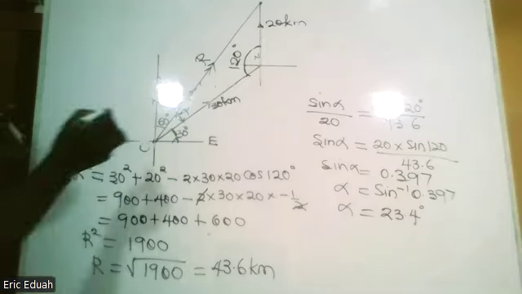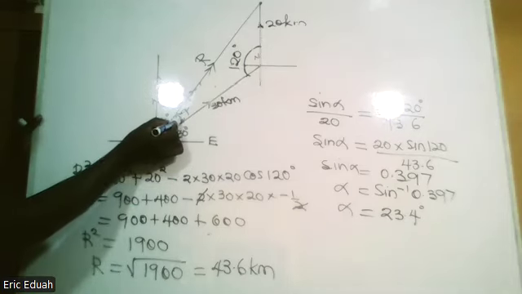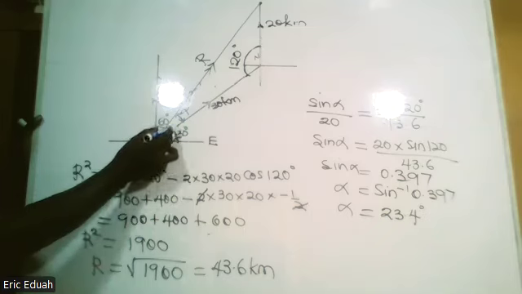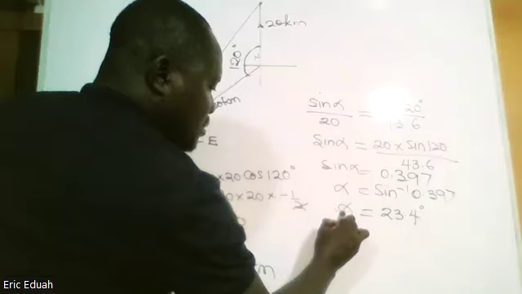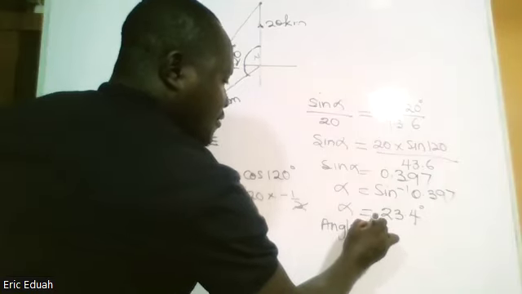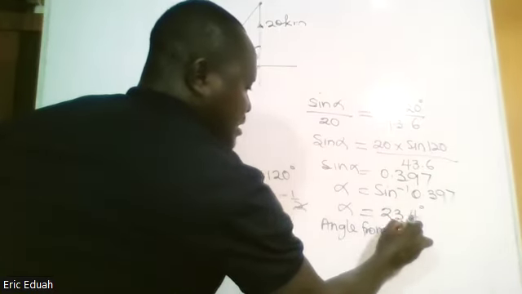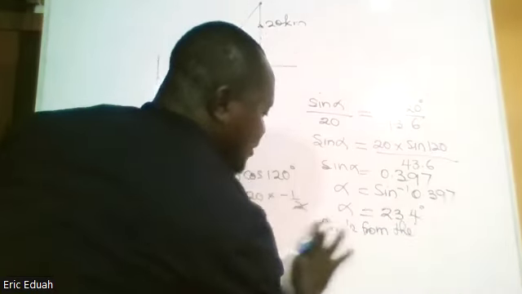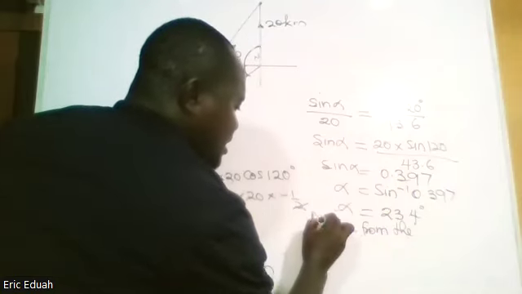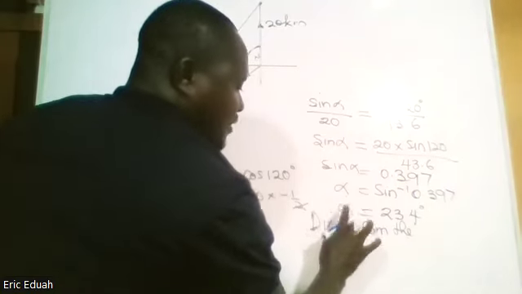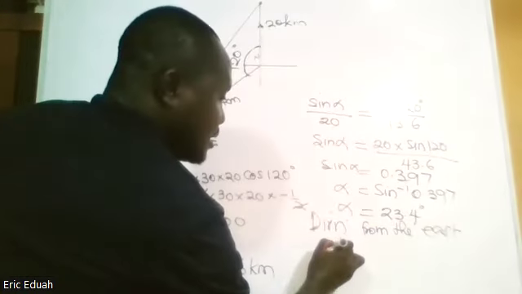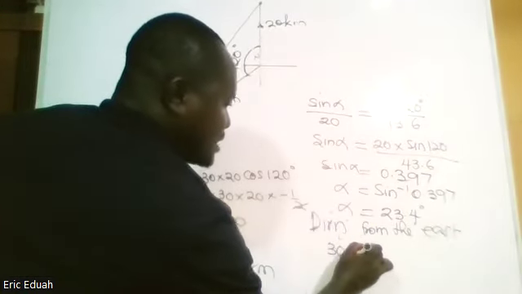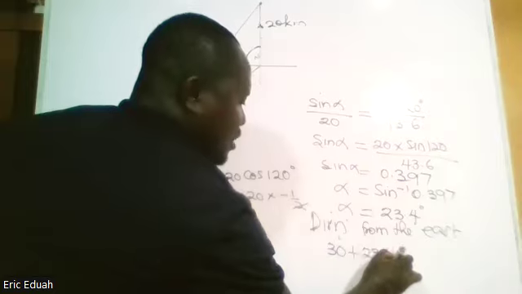All right, so it means the small angle is 23.4. When we add 30 to it, the direction of the result from the east becomes 30 plus 23.4, which is 53.4 degrees.